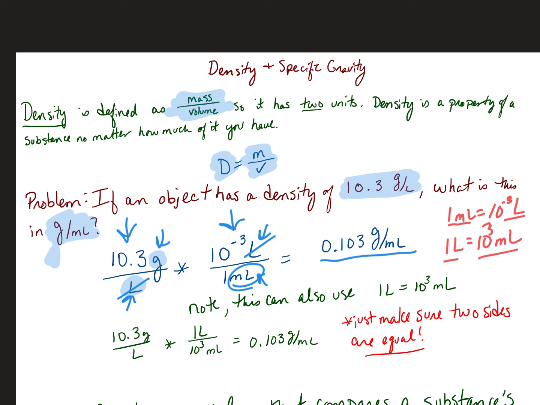It doesn't really matter which one you use, because if you do it this way, you still end up with the same answer. So if you do use the 10 to the third milliliters instead of 10 to the negative third liters, the problem still ends up with the same answer. So don't panic over that.